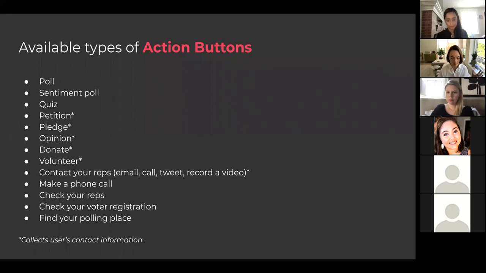So this is a full listing of all the different button types that you might consider leveraging as part of an action button campaign. Again, some of these are going to be made available as well to folks via the add-on. Those that have an asterisk next to them currently collect users' contact information. So I want to call those out specifically because those would be buttons where we're able to then provide that data back to you to leverage within NationBuilder.